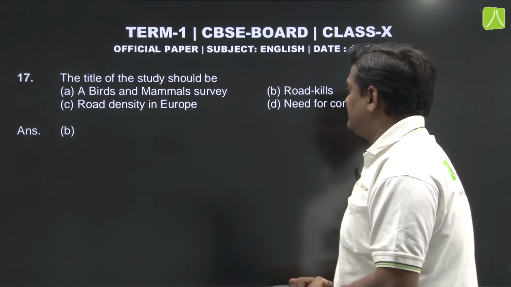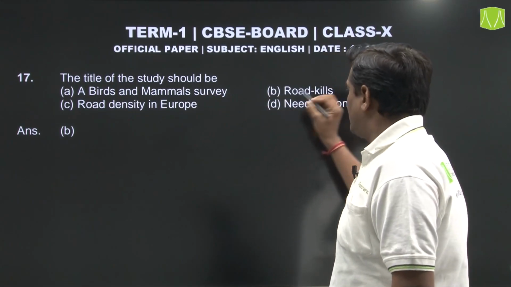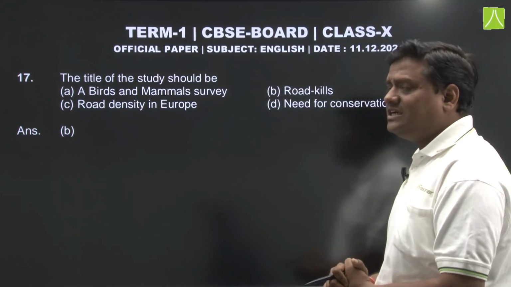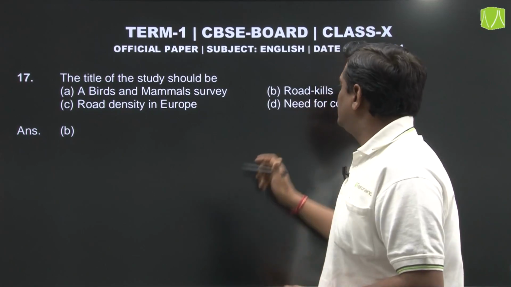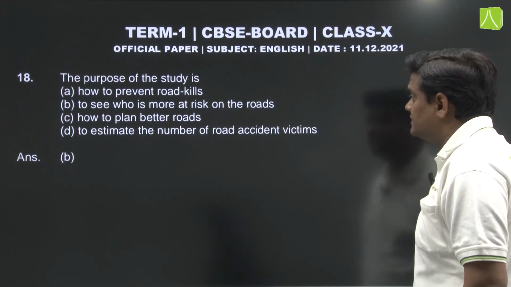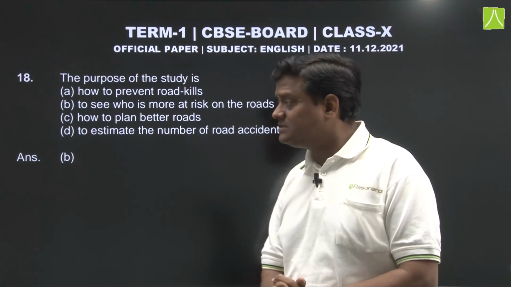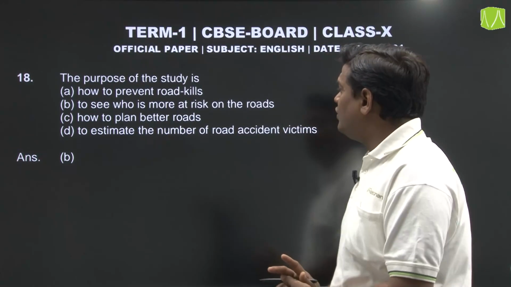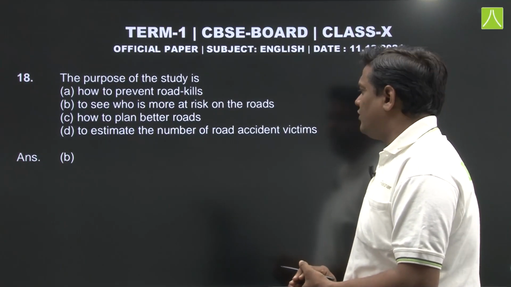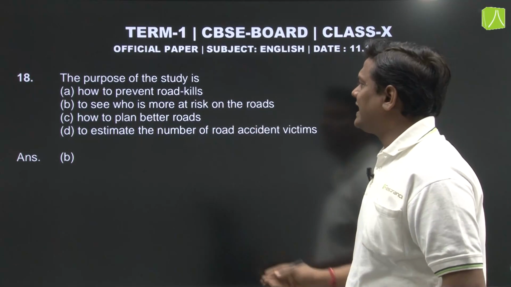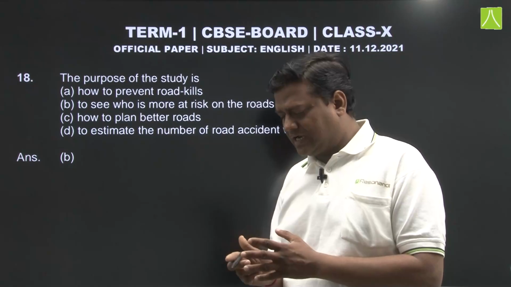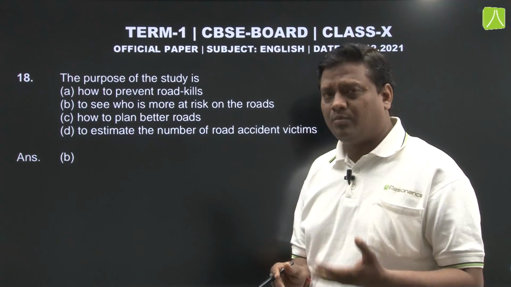The title of the study should be a bird and mammal survey, road kills, road density in Europe and need for conservation. The study is about road kills. So, option B is correct. Road kills should be the title of this study. Now, the purpose of the study is how to prevent road kills, to see who is more at risk on the roads, how to plan better roads, to estimate the number of road accident victims. It is about to see who is more at risk on the roads. The passage is telling us about different species, which species is getting more affected.